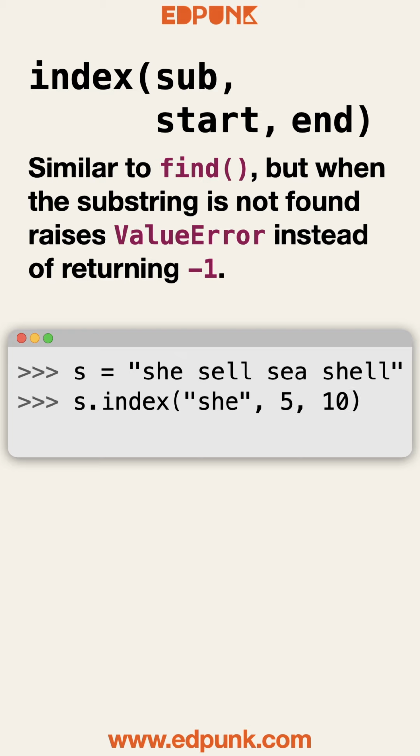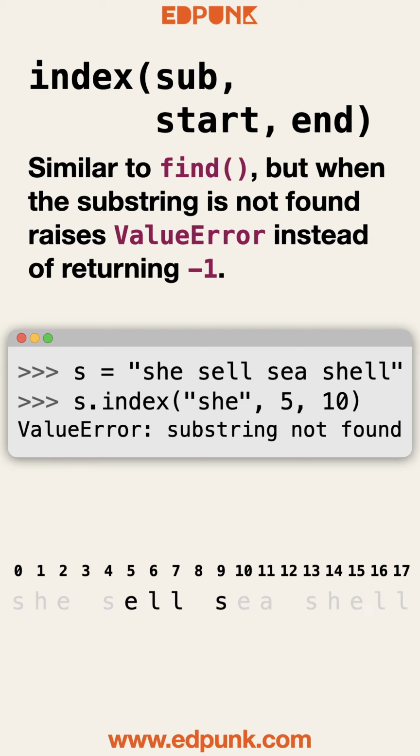Let us take another case where we execute s.index she, 5, 10. Now the new search string starts at index 5 and ends at index 9. As the method is not able to find any substring she in the given slice, it raises a value error.